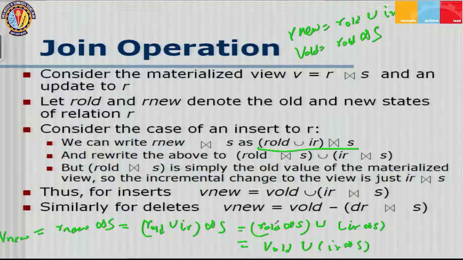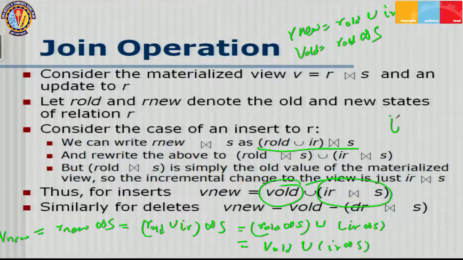So you can see here that I can compute V new using V old. I'm using V old as it is, and I just need to do this kind of operation. And since the number of tuples in IR would be much smaller than in R, this join with S would also be small.